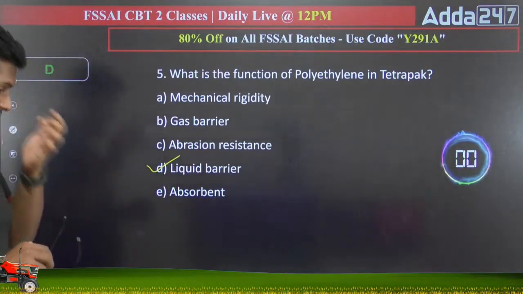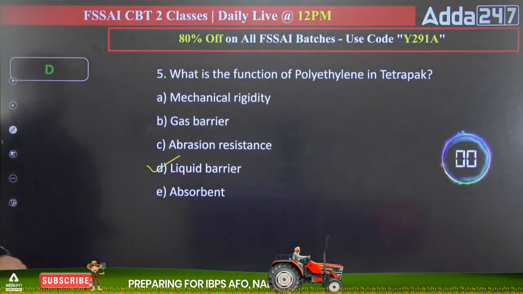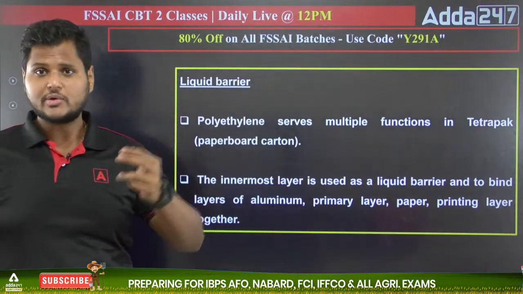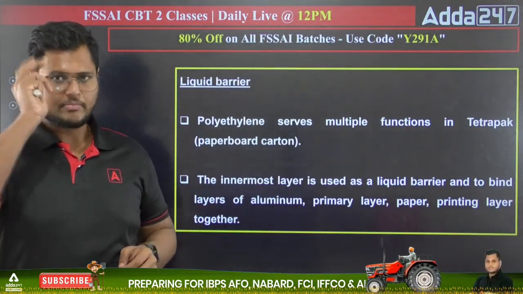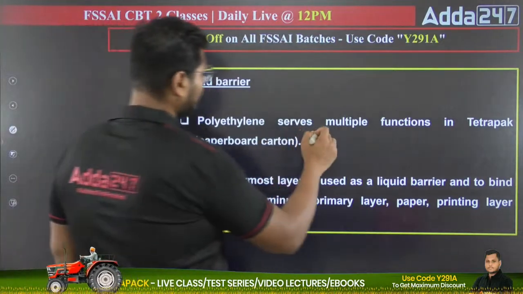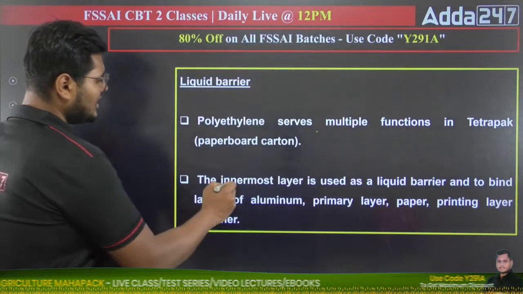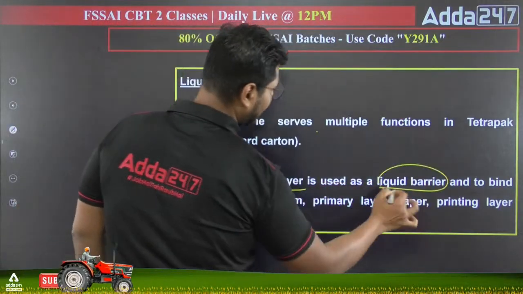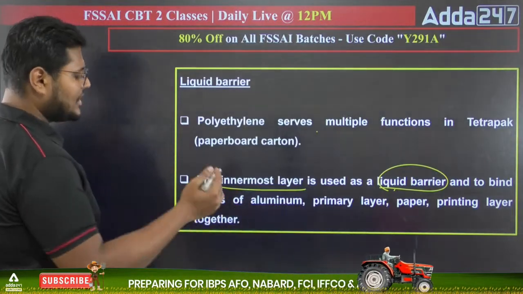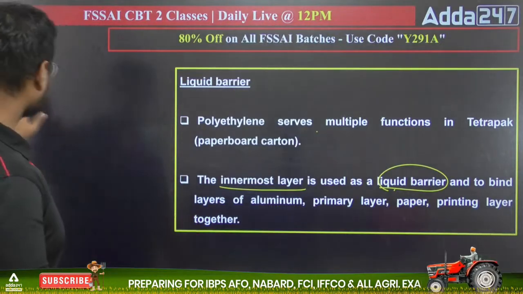Polyethylene does not allow the liquid to pass, or it doesn't let the liquid be permeable, and it doesn't allow the loss of the liquid. That's why polyethylene is used. Liquid barrier. Polyethylene serves multiple functions in the Tetra Pak or the paperboard carton. The innermost layer is used as a liquid barrier and to bind layers of aluminium, primary layer, paper, and printing layer together.